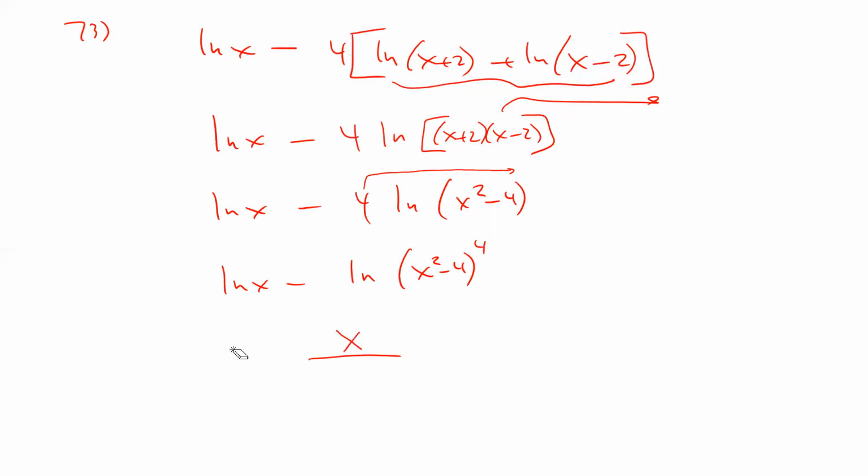Let me write the ln a little larger here. So we've got a minus sign here. That means divide between the two. The one in front of the minus sign goes on top. The stuff in back of the minus sign goes in the bottom. And boom, are we good?